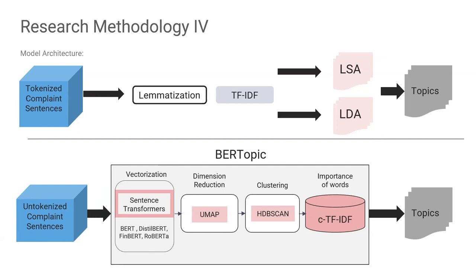Here the first step is to vectorize each text. What I mean is each complaint. Since you want to extract the n-dimensional representation at the complaint level, you use a sentence transformer. These sentence transformers can be derived from BERT, DistilBERT, FinBERT, and RoBERTa. At the end you have to reduce the dimension, because these have a dimension of, based on the model, 512 or 256, so each complaint is projected into, let's say, a 256-dimensional space.